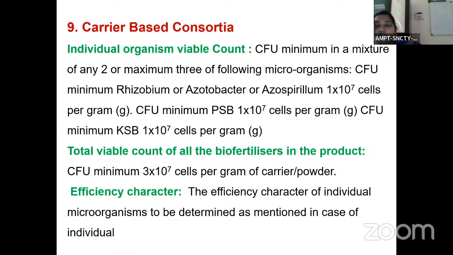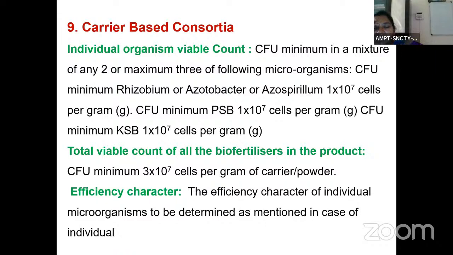The colony forming units, 1 into 10 to the power of 7 cells per gram. Colony forming units minimum of PSB 1 into 10 to the power of 7 cells per gram. KRB or KSB 1 into 10 to the power of 7 cells per gram. Total viable count should be 3 into 10 to the power of 7 cells per gram of carrier powder.